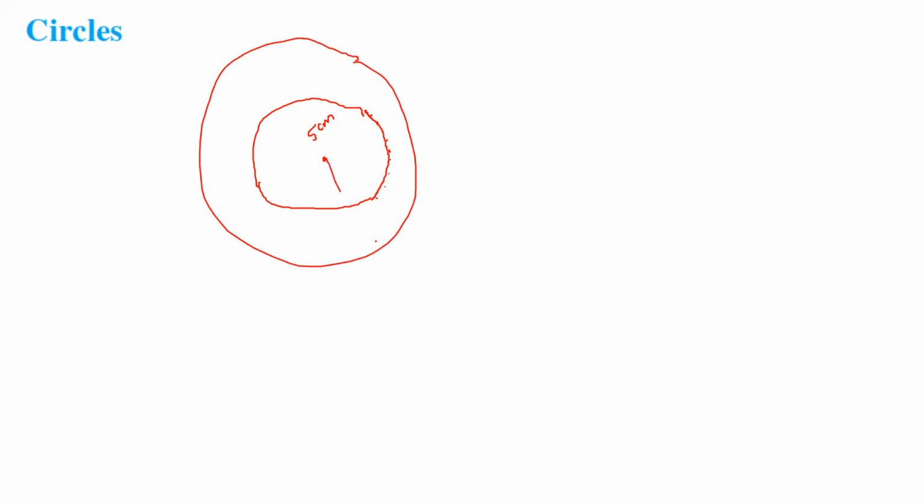So this fixed point, you already know its name. What do you call this? This is called the center of a circle. And this fixed distance is called radius.